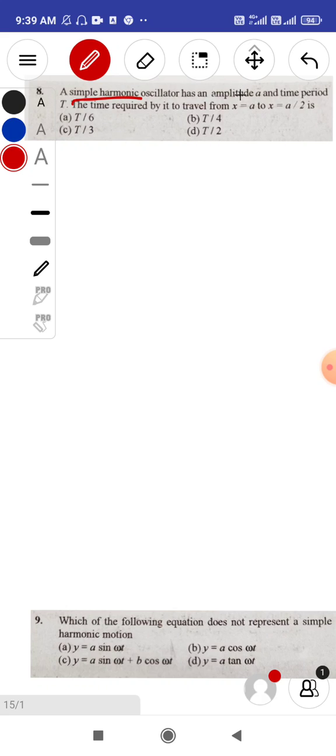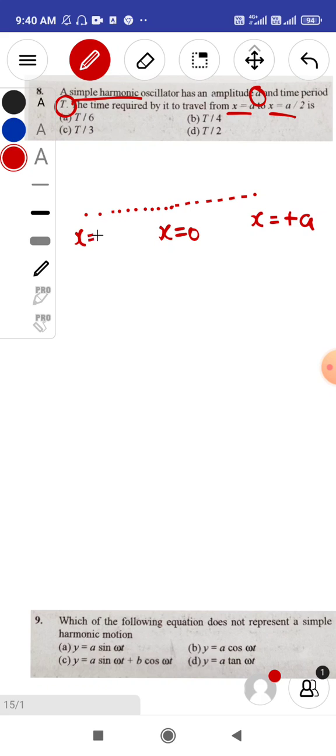A simple harmonic oscillator has an amplitude A and time period capital T. The time required by it to travel from x is equal to plus A to x is equal to A by 2 is. Okay, first the logic: the mean position is x is equal to 0. From here the extreme position is x is equal to plus A. From here the negative extreme position is x is equal to minus A. Now what they are asking is, from A to A by 2.